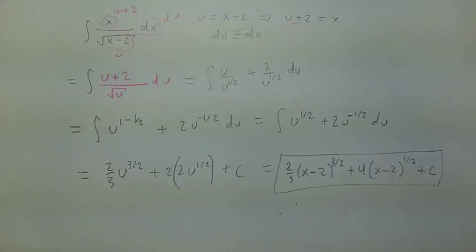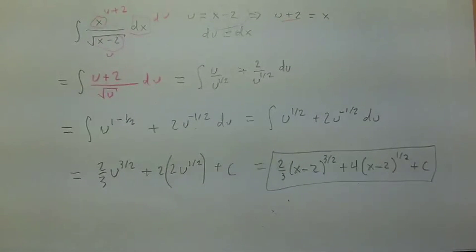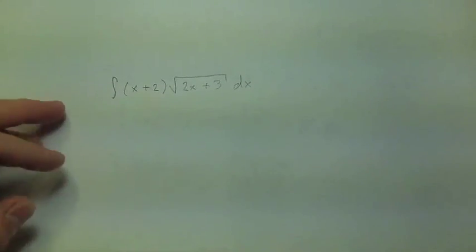So remember, you basically just take u to be the denominator thing still, or that inner function still, and then you solve for x, essentially. Okay? So let's look at a more difficult example.